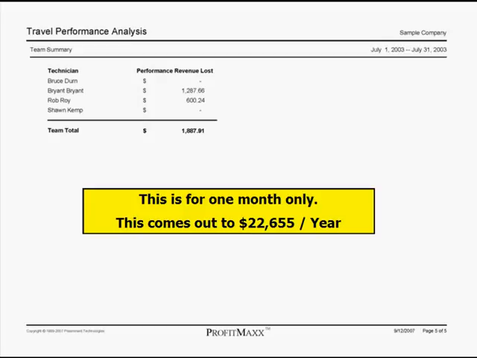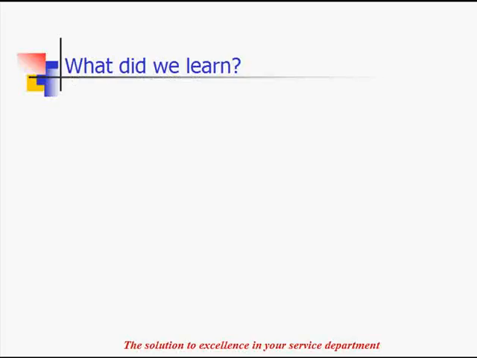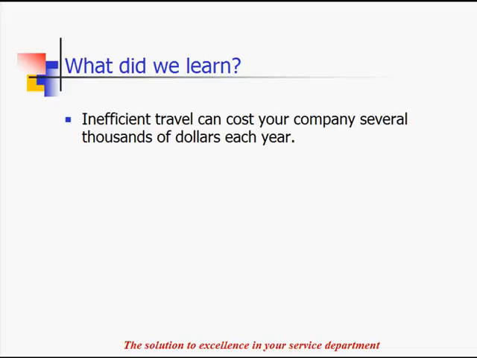This comes out to $22,655 per year in lost revenue, money left on the table that the techs should have hit had they been traveling more efficiently. So what did we learn? Well, number one, inefficient travel can cost your company several thousands of dollars each year. It's something that you really need to pay attention to.